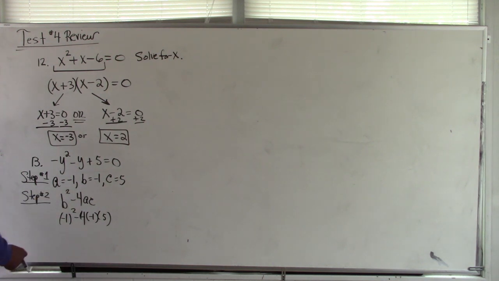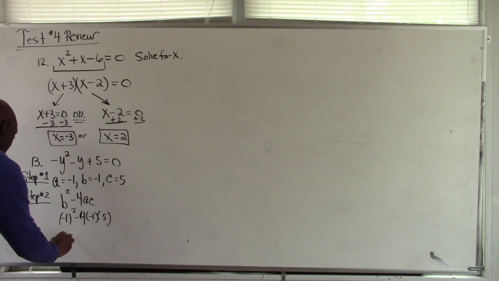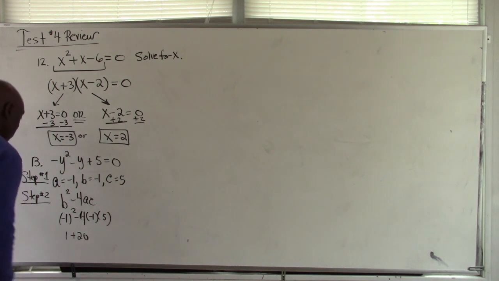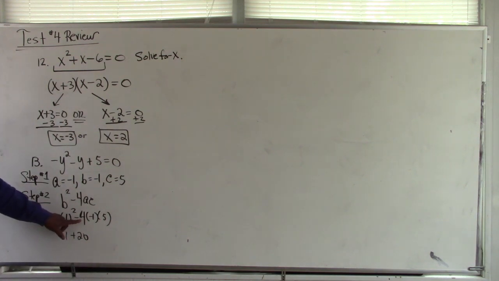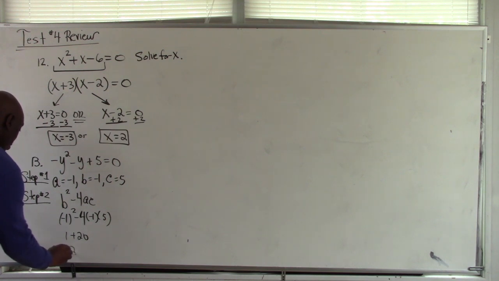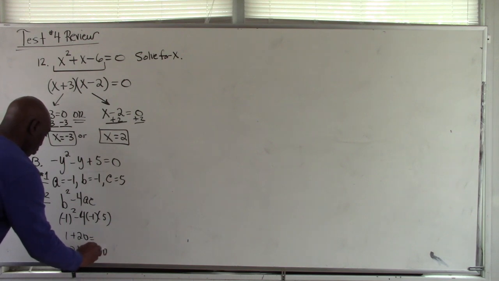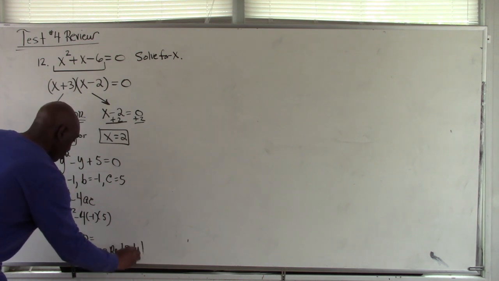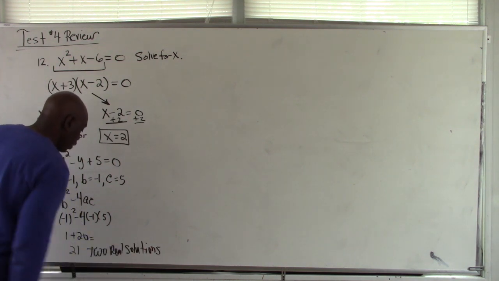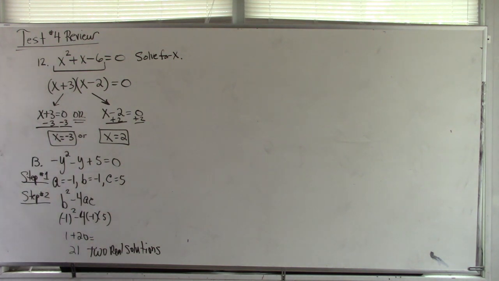Alright. This is going to give me 1 plus 20. Because a negative 4 times a negative 1 is positive. A negative times a negative is positive. So I have 1 plus 20, which is 21. So what does this mean? This means I have 2 real solutions. Okay, that's step 2. I have 2 real solutions.